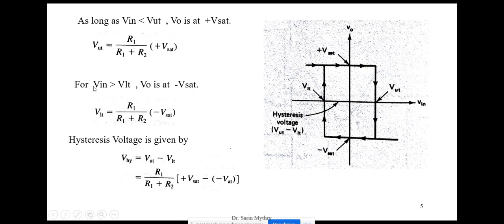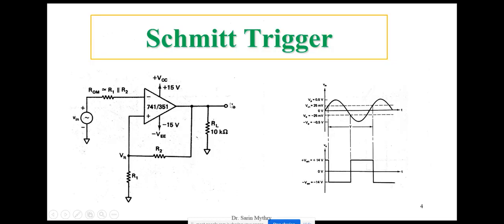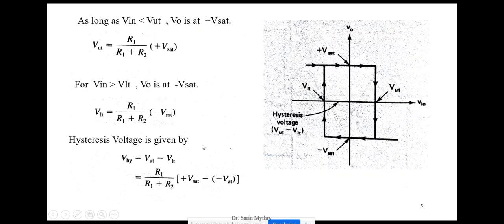So that's why whenever the Vin is greater than VLT, your Vout is at minus Vsat, and we apply the same voltage division formula. But here the output is minus Vsat at this point, and that is the voltage across R1. So if I apply the voltage division method here, it becomes R1 upon R1 plus R2 times the output voltage, which is minus Vsat.